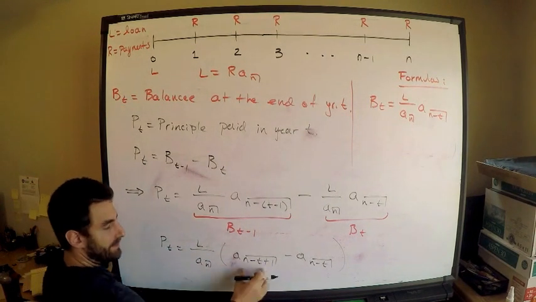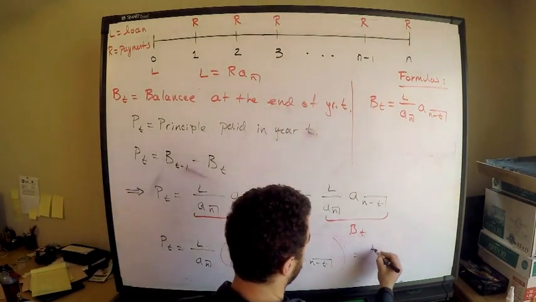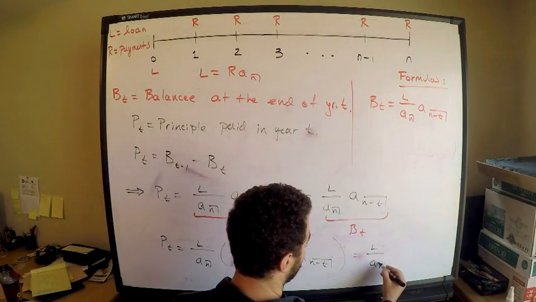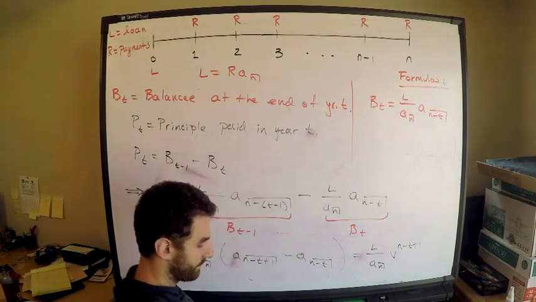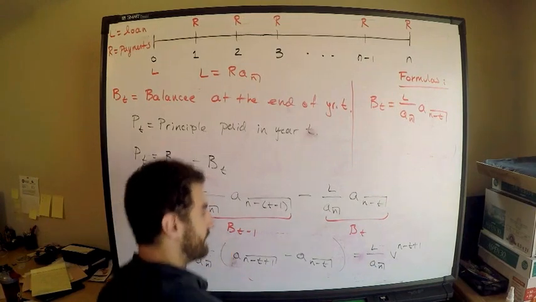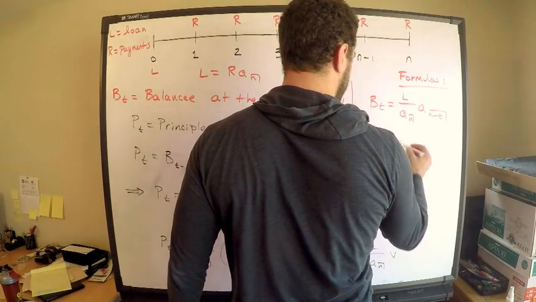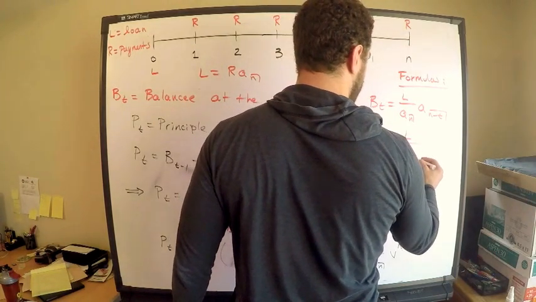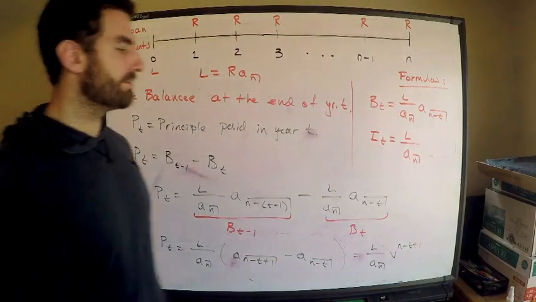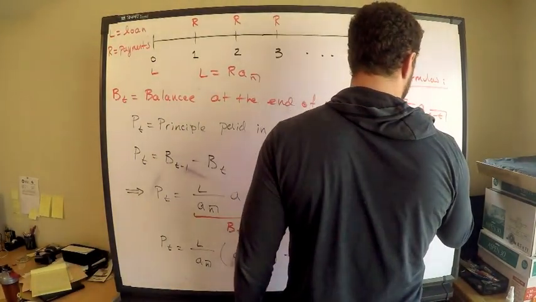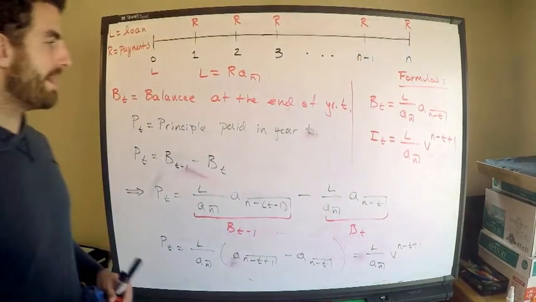Write the definitions, it's quite easy to see. This is equal to L divided by a angle N, times v to the N minus T plus 1. And that's the formula I want for the principal paid. The principal paid is the payment, L over a sub N angle N, since they're level payments, times v to the N minus T plus 1. So that is quite nice.